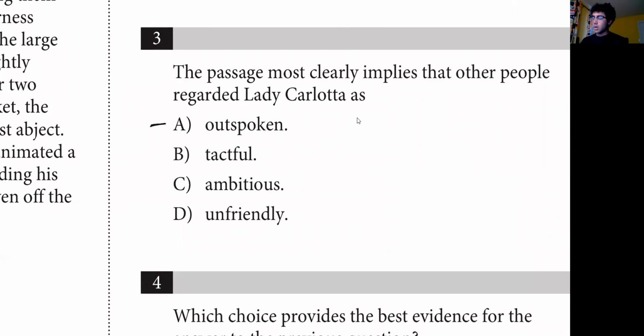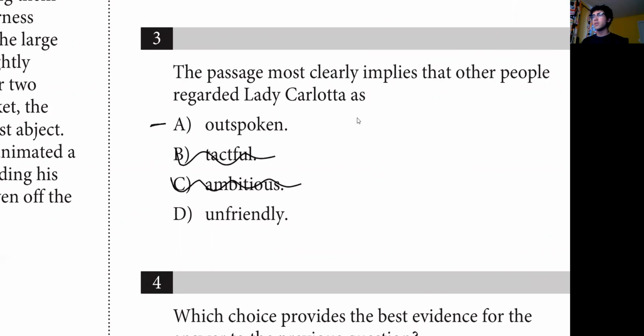Tactful, no. Ambitious, it doesn't talk about how she's ambitious, how she's very courageous into any activity, no. And then unfriendly, not really, right? So this might be a low trick question. Unfriendly means like, I guess, very mean.